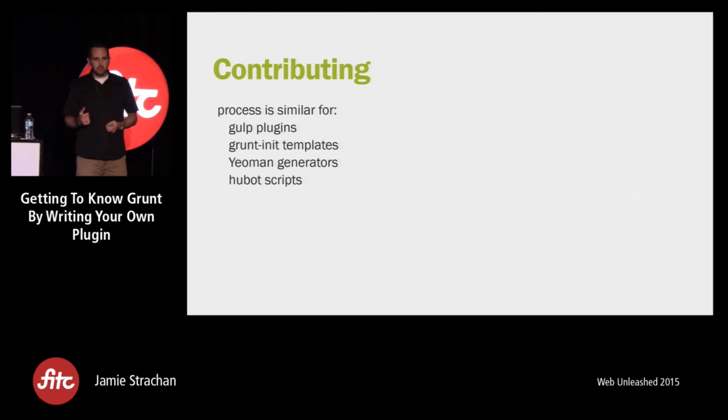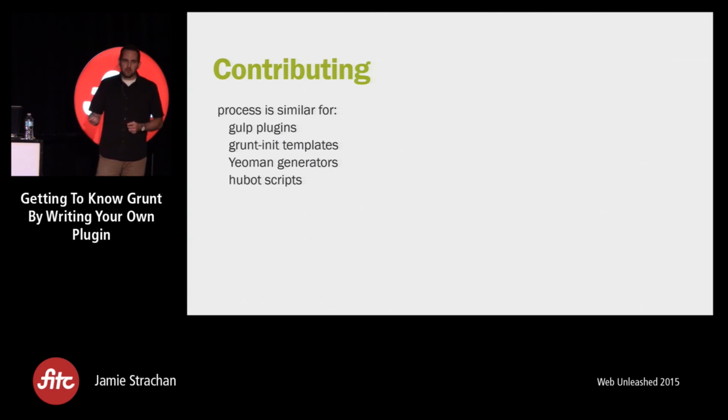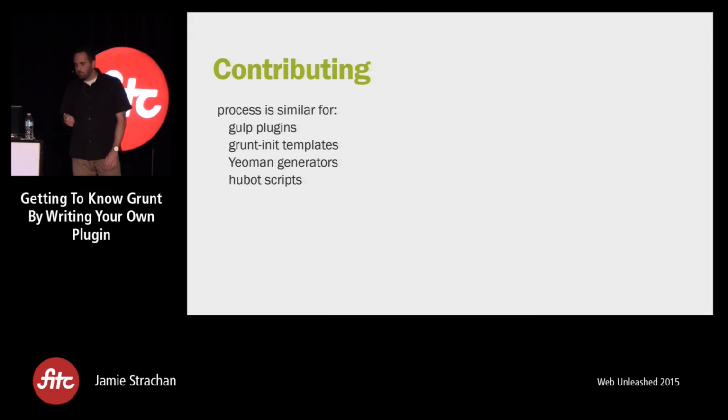If anyone uses Slack, Hubot's like a scriptable bot. You can write your own scripts and get the bot to do things for you. It's super fun. But there are scripts that are available. Anyway, you can contribute back to it. But again, the process is very, very similar for doing all these things. So even if you don't use Grunt or don't want to write your own plugin, there are lots of other tools that you probably do use that you can contribute to and follow a similar process.